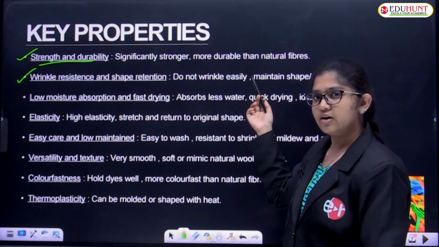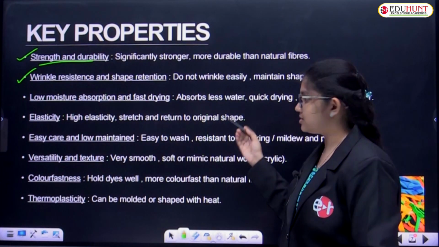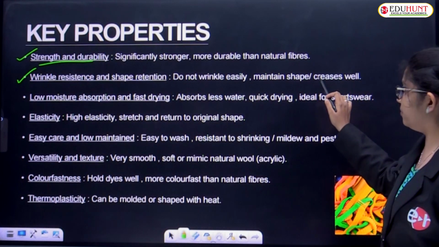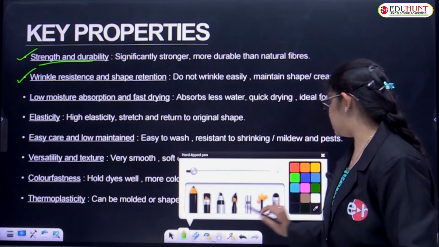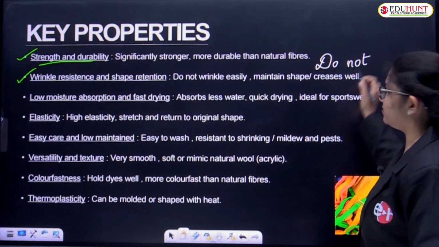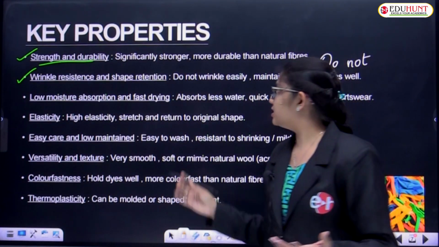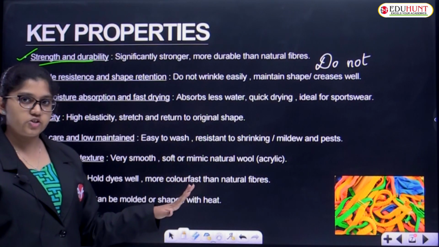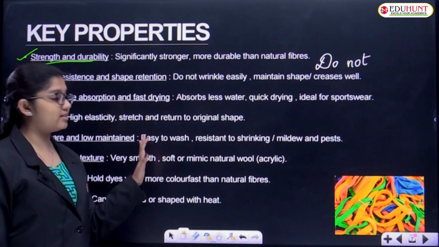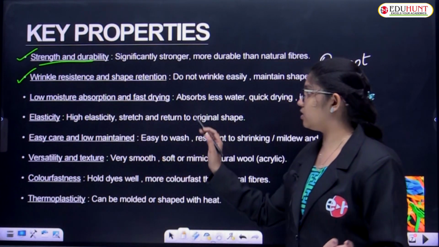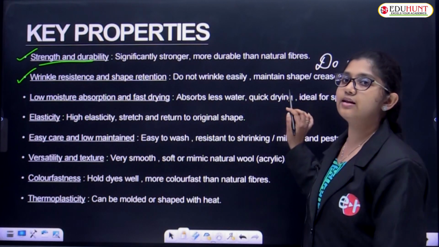They are synthetic fibers. Synthetic fibers do not wrinkle easily, maintain shape, and they do not crease as well. Crease is also a word which means wrinkles only. So here they maintain shape. They'll not lose the particular shape. They'll maintain the shape and the softness or the straightness. They'll not wrinkle easily and they'll not crease as well.